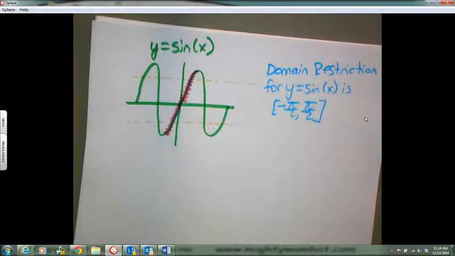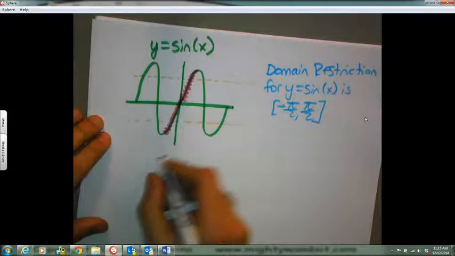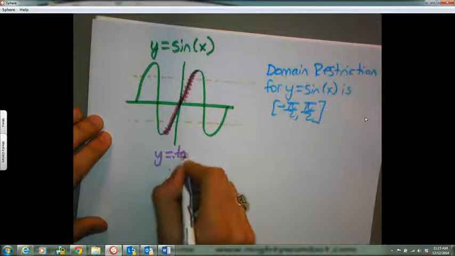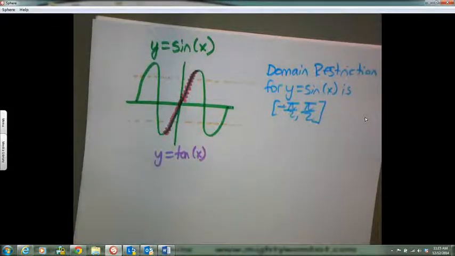Finally, let's do the same analysis for tangent. I don't need to belabor the point. Which of these are we doing? Right, so this is kind of background information that will prepare us to answer part 3. Okay, so let me draw tangent.